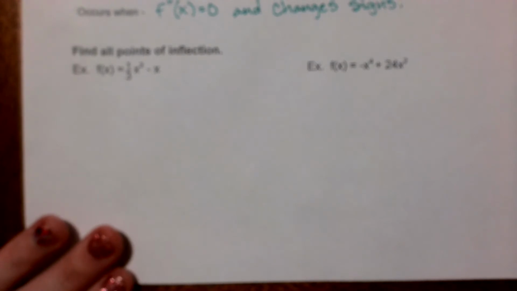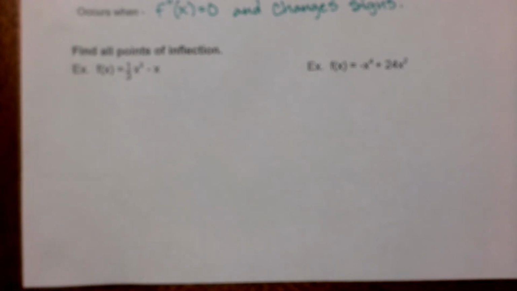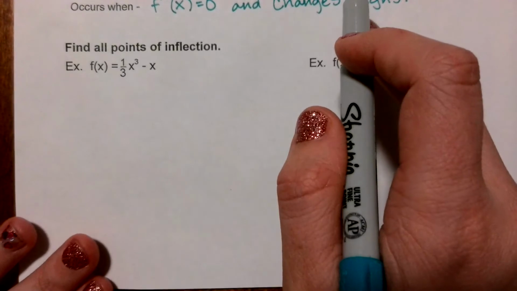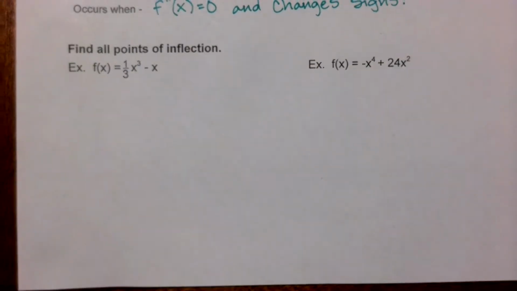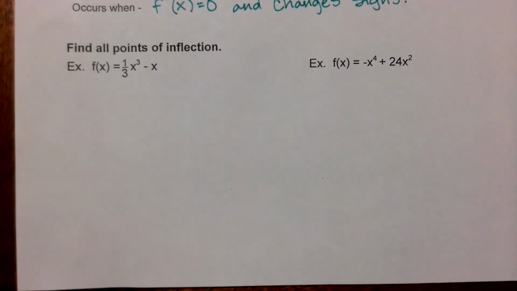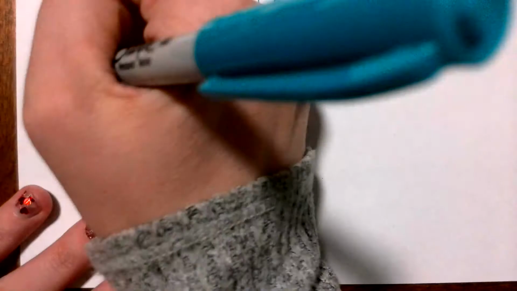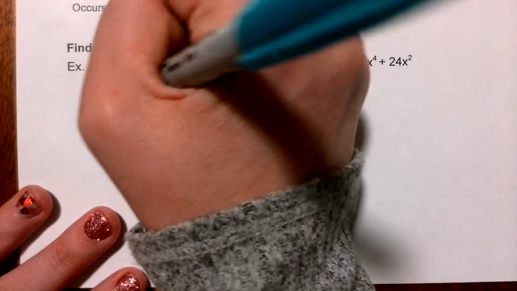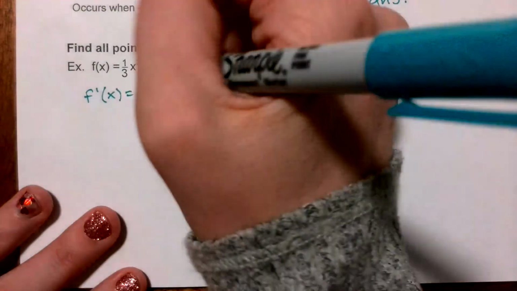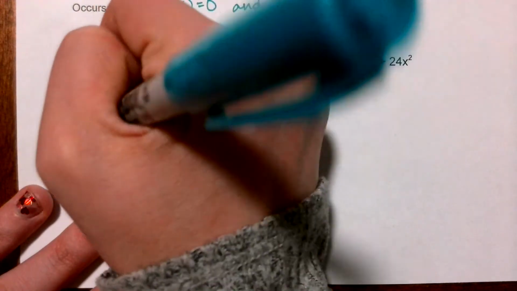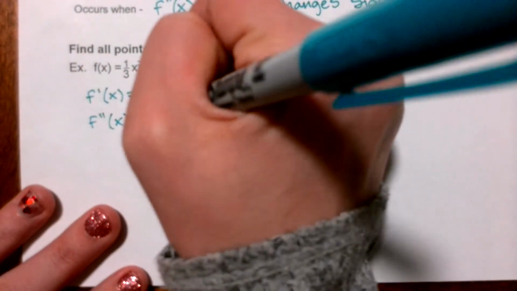So let's see what this looks like in action. You've got two examples at the bottom where we're looking for all of the points of inflection. So we've just learned that our point of inflection is where concavity changes, and that happens when f double prime equals 0 and changes signs. So anytime I see inflection or I see concavity, I'm going straight for f double prime. So I'll start with f prime. This is just using the power rule. So my 3 times 1/3, and then x squared minus 1. And then my f double prime of x will equal 2x.